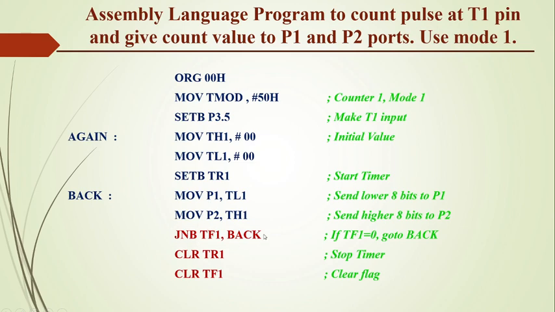So when this condition becomes unsatisfied, that means after rollover, the TF1 flag becomes 1. So it will come out of the loop, and by using the instruction CLR TR1, we stop the timer, and for the next round we clear the TF1 flag. So to do it again, jump to this location. Again the registers TH1 and TL1 are initialized to 00. Again start the timer and read the value continuously.